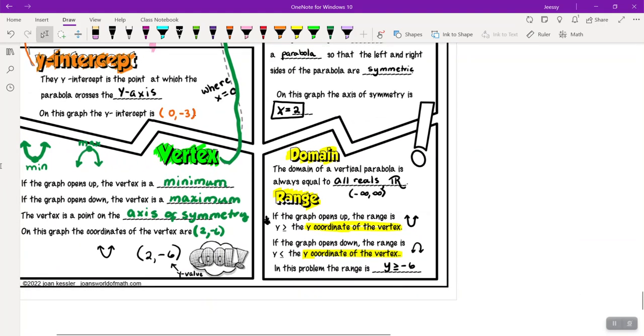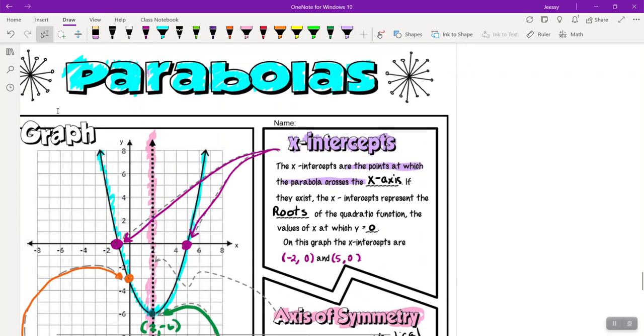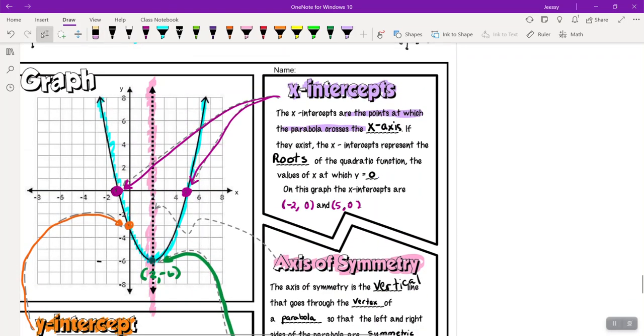All right, so looking at the graph, why does this make sense? Here's the vertex. Here is -6. And the y values go up like this. The blue curved line doesn't have y values that are less than -6. All the y values are -6 or bigger. Clear? That's why that's the range.